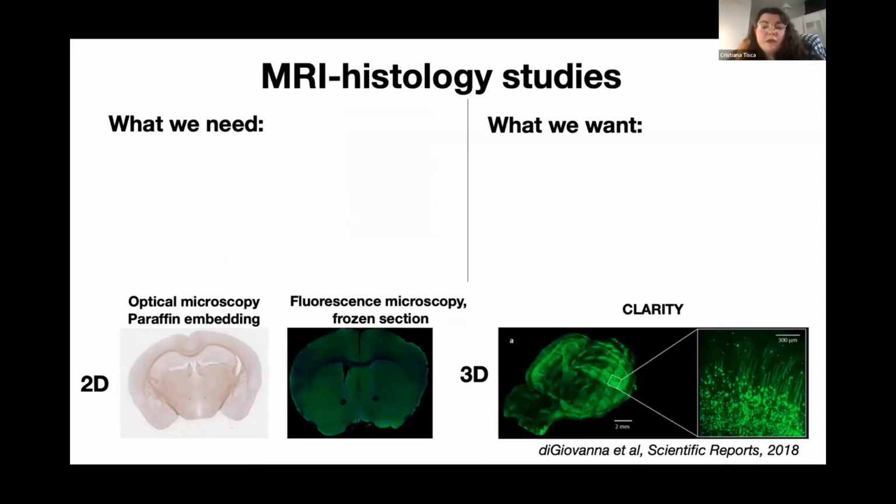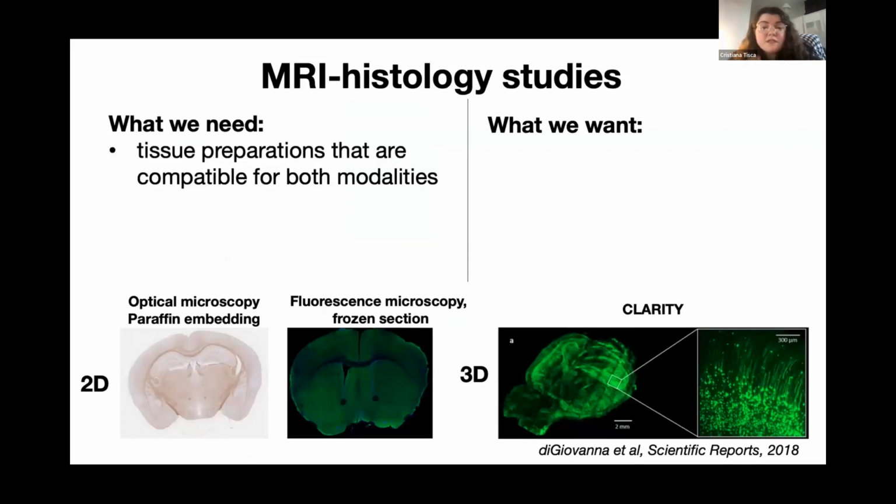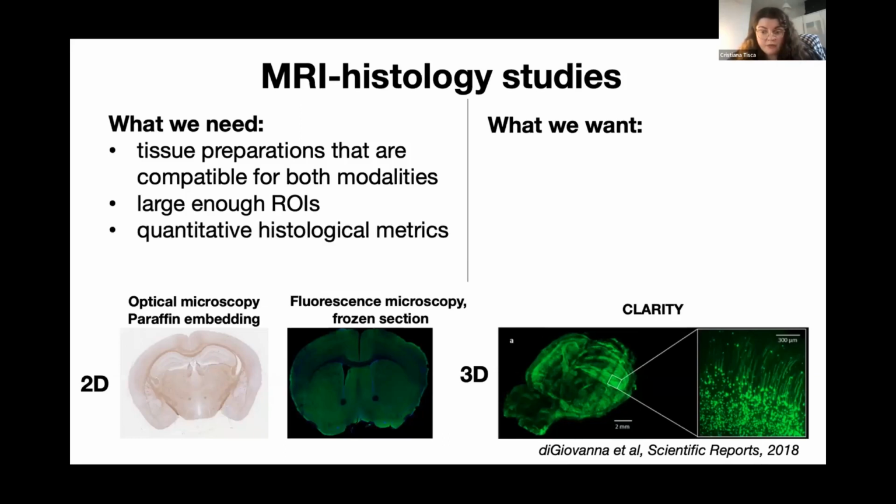So in the context of MRI histology studies, we can now start to see that there are some necessary components. The first aspect that we need to consider is having tissue preparations that are compatible for both modalities. For example, mouse brains prepared for ex vivo MRI are usually perfusion fixed and doped with a contrast agent. And we need to ensure that the subsequent histology processing works well, considering the quality of the MRI tissue. Secondly, we need large enough regions of interest in order to establish a correspondence between the two modalities. And finally, to quantitatively compare the two modalities, we need some form of quantitative histological metrics.